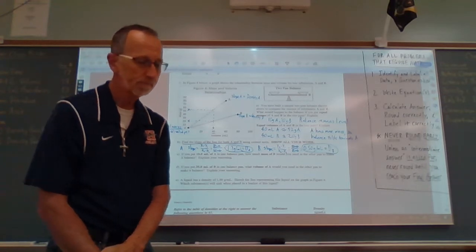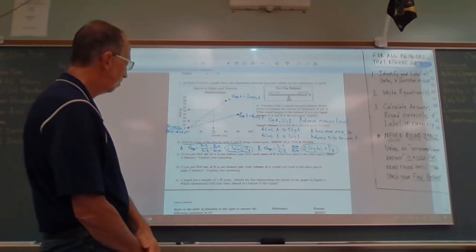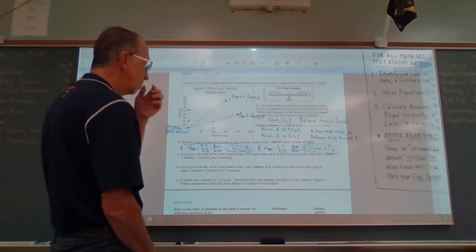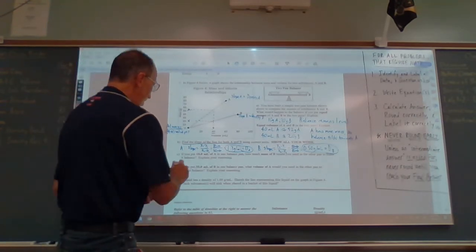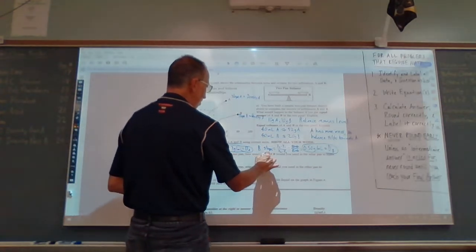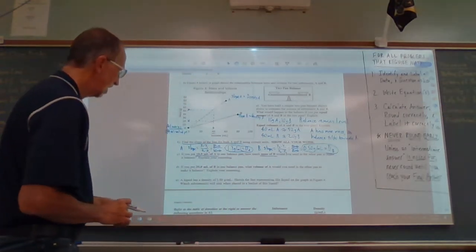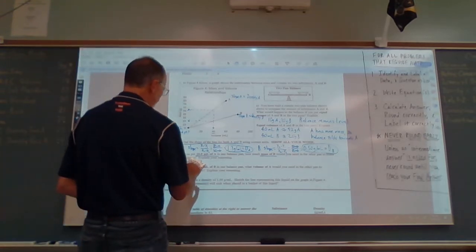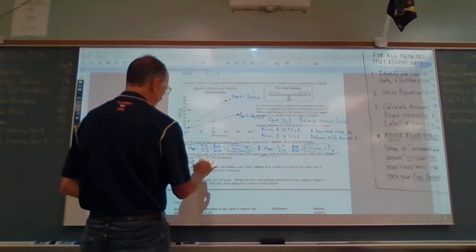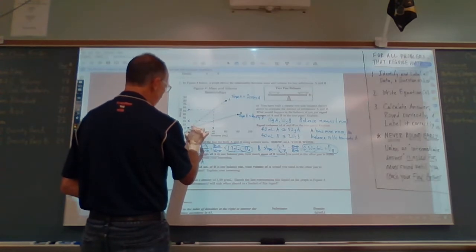Okay. Letter C, if you put 10.0 mLs of A in one balance pan, how much mass of B? Okay, this is a volume. What mass of B would you need in the other pan to make it balance? All right, well, let's look at that. So 10.0 mLs of A, which would be right here.